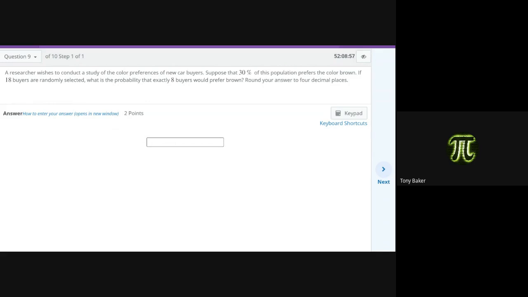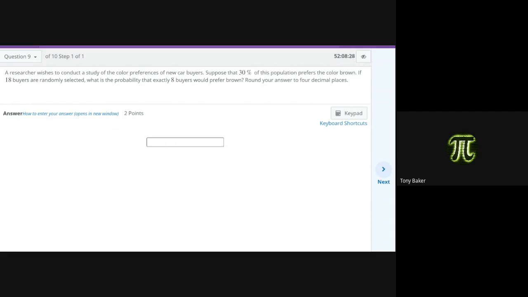So this is where we needed to figure out N, R, and P. What is the number of buyers they've selected? 18. What is the number that they want? 8. I made sure I chose the question you would only have to do once. It's not going to say less than 8, greater than 5, things like that. It'll say exactly 8. So you only have to do this formula once and not 5 and 6 times.